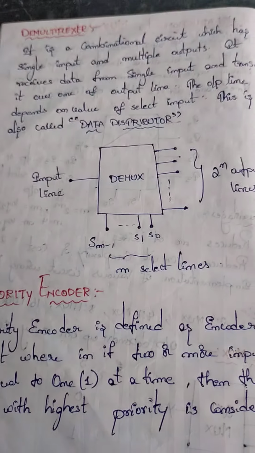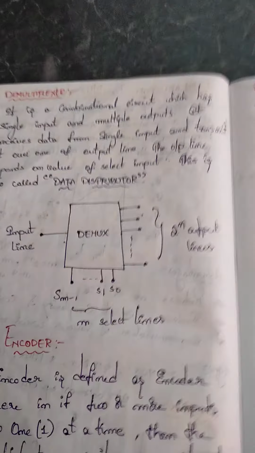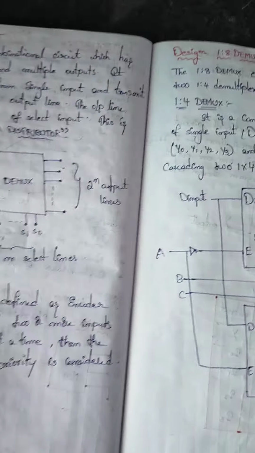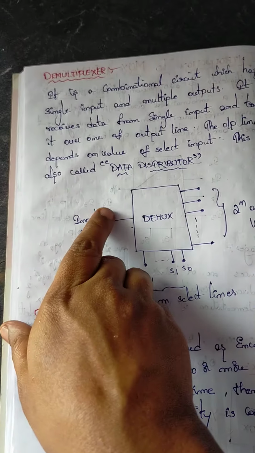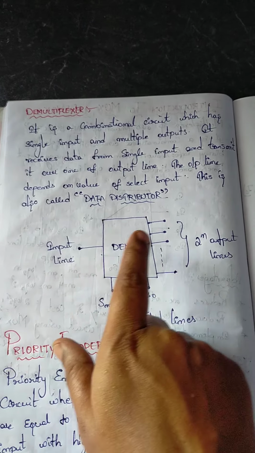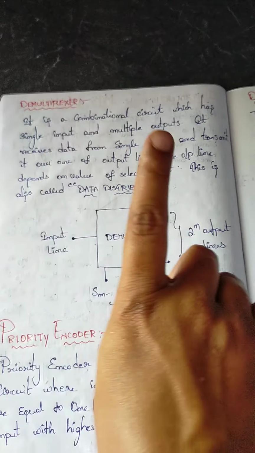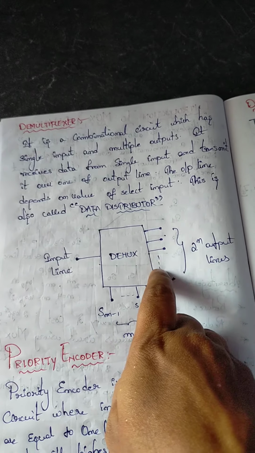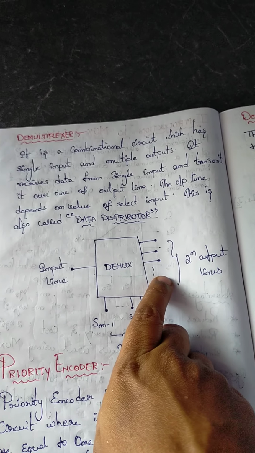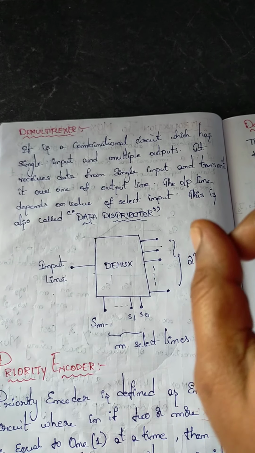Good afternoon, everyone. Today our next topic is demultiplexers. A demultiplexer is the opposite version of a multiplexer. In a multiplexer we have 2 power n inputs and a single output. If we have 4 inputs in a multiplexer, we have one output. So in a multiplexer the output should be 1.